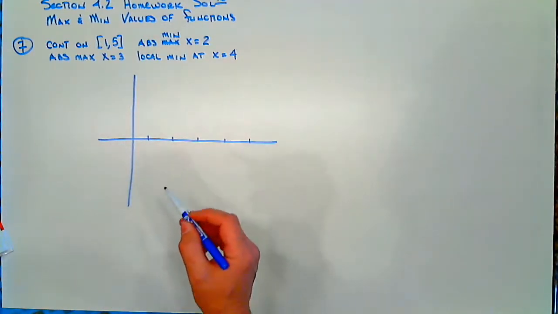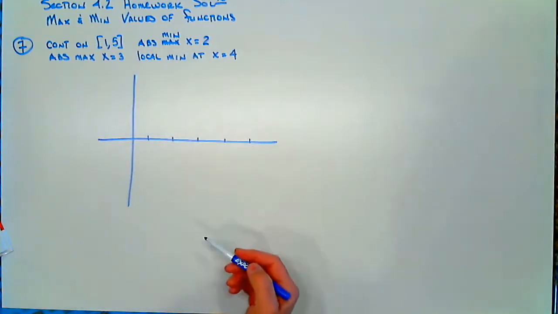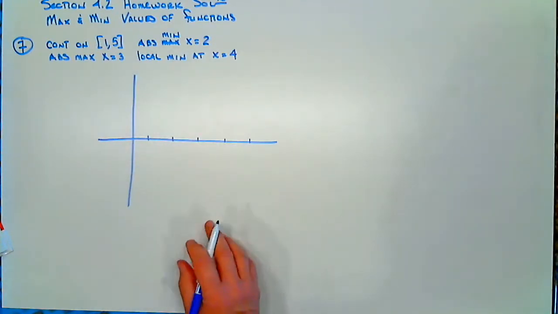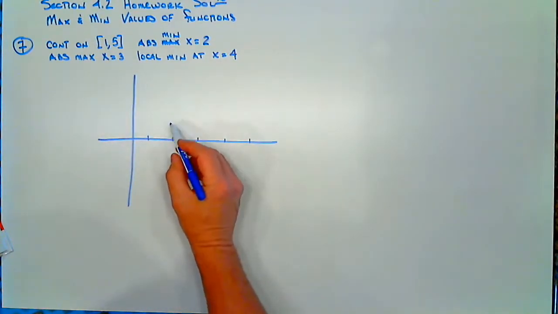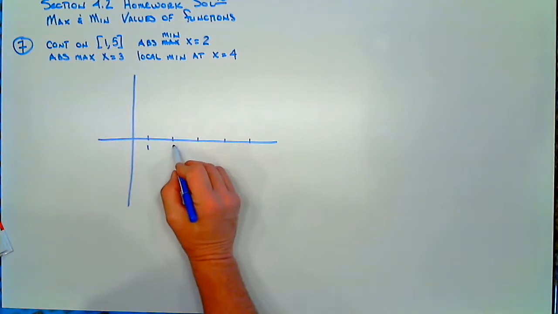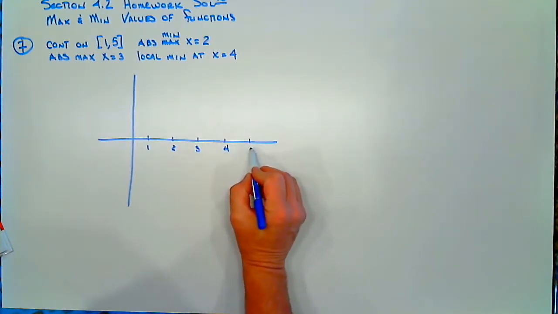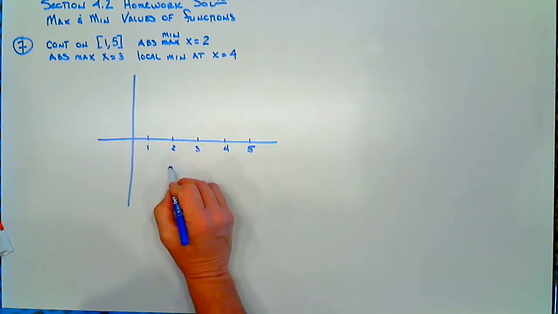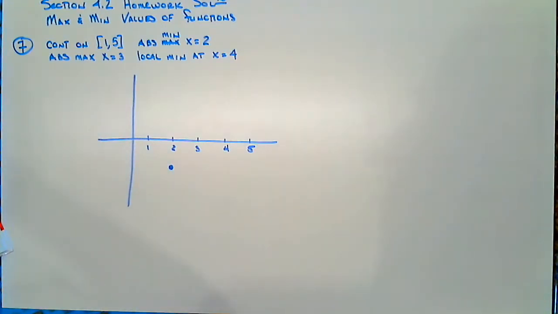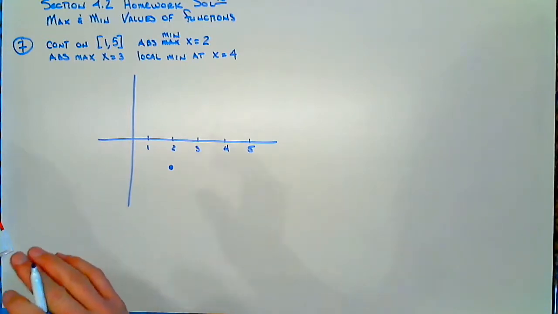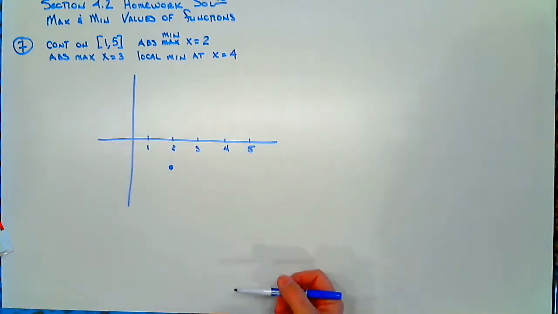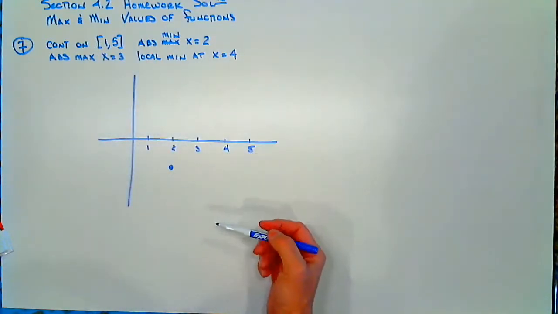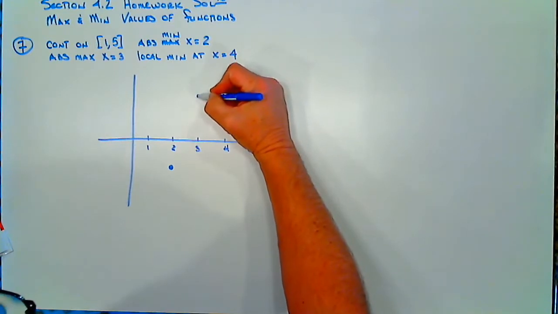So what do I need? I need an absolute min at x equals 2. Now your graph is not going to look like my graph, right? We're not going to have similar graphs here. But we need an absolute min at x equals 2. So this is 2, right? We've got 1, 2, 3, 4, 5. So I'll put my minimum down here. This is going to be my absolute minimum. Now that has to be the smallest point on my curve between 1 and 5, inclusive of the endpoints. That's the definition of an absolute minimum. Now I need an absolute max at x equals 3, so I'll put that point up here.